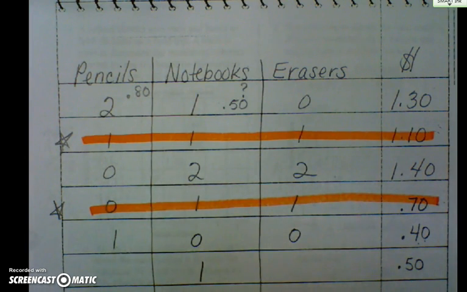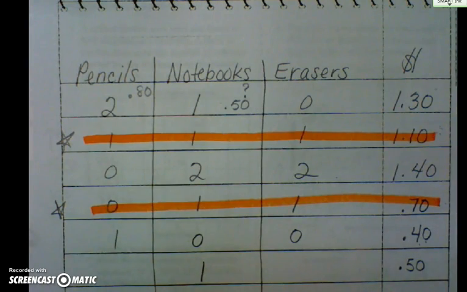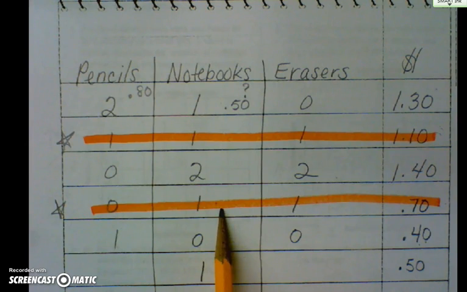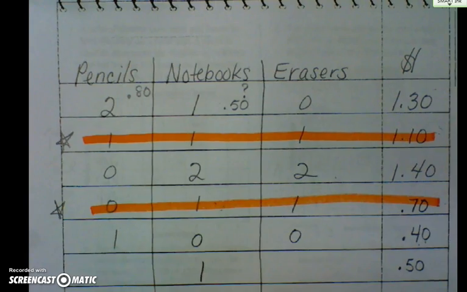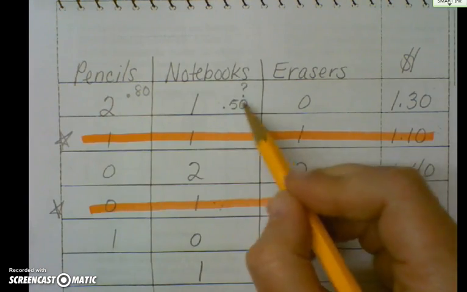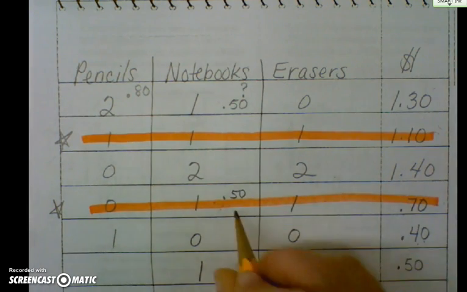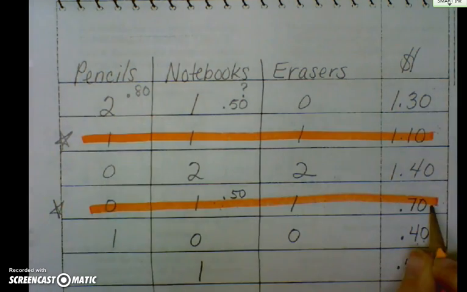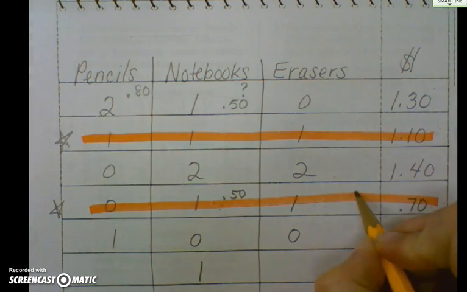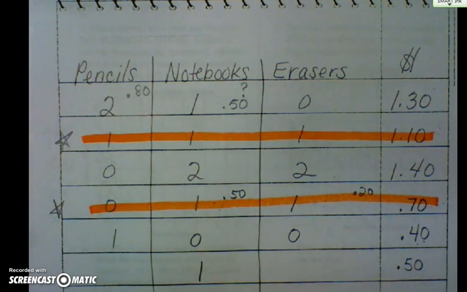The last piece of information I need to figure out is the eraser. Down here looks like a pretty easy combination to use to help me figure out my eraser. I have a combination of 1 notebook and 1 eraser. I know my notebook costs 50 cents. 50 cents plus something gives me 70 cents. I know 50 plus 20 makes 70, so 1 eraser should cost 20 cents.